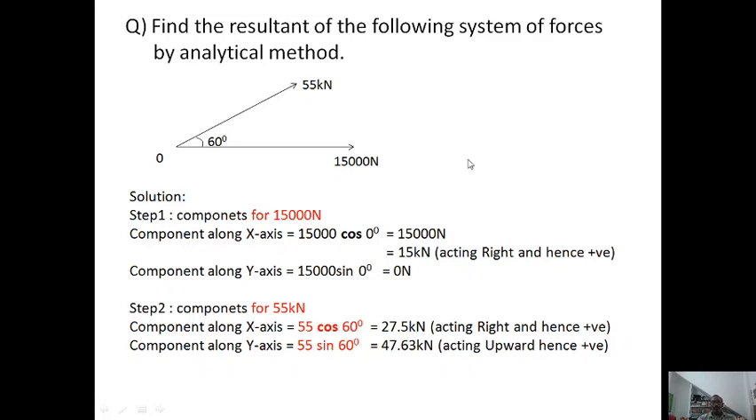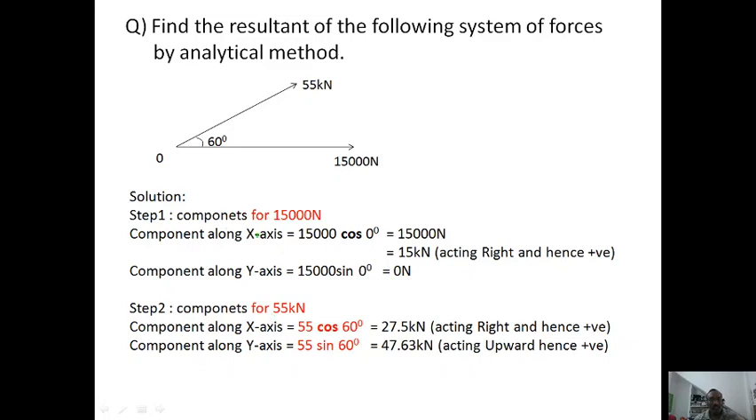So by using the same, I just took two quantities, where the problem can be solved by the parallelogram of forces. But now I am trying to use the analytical method. So in this analytical method, what do you have to do? Summation of the forces in the x-axis and summation of the forces in the y-axis.